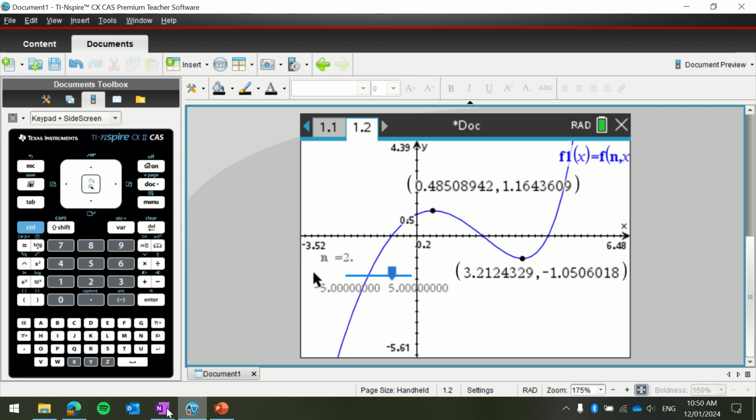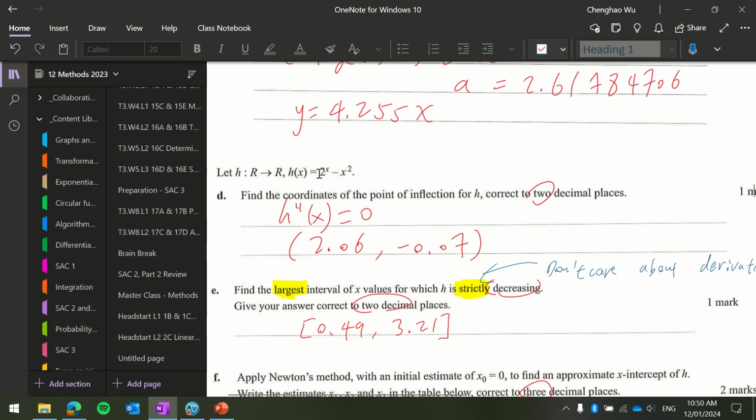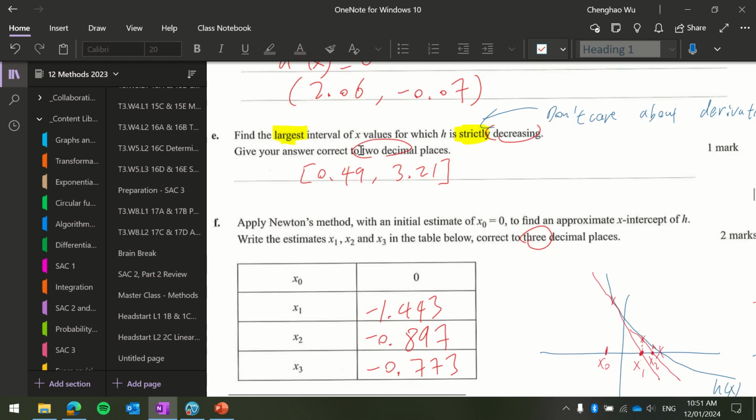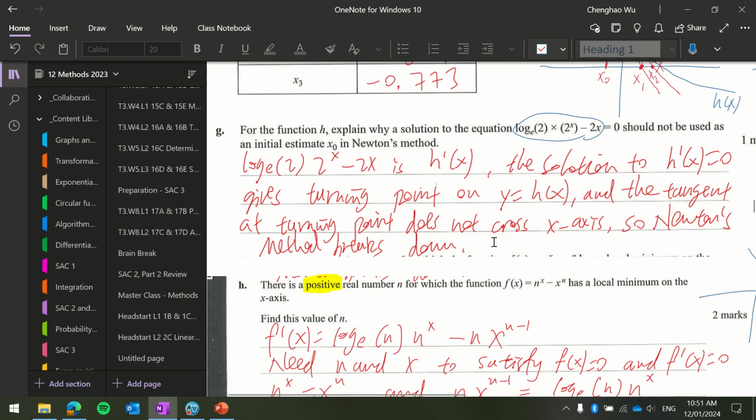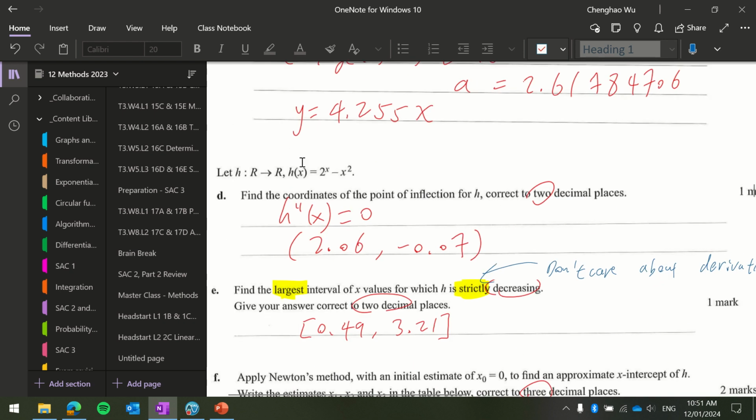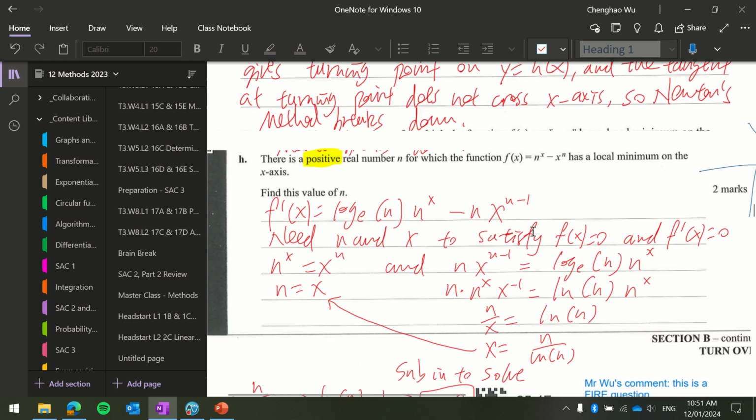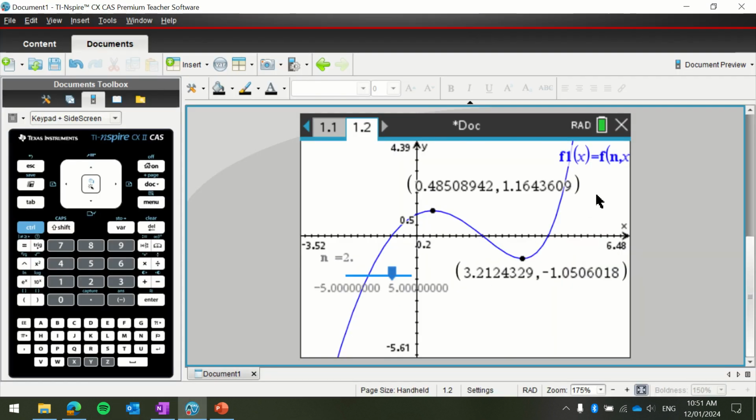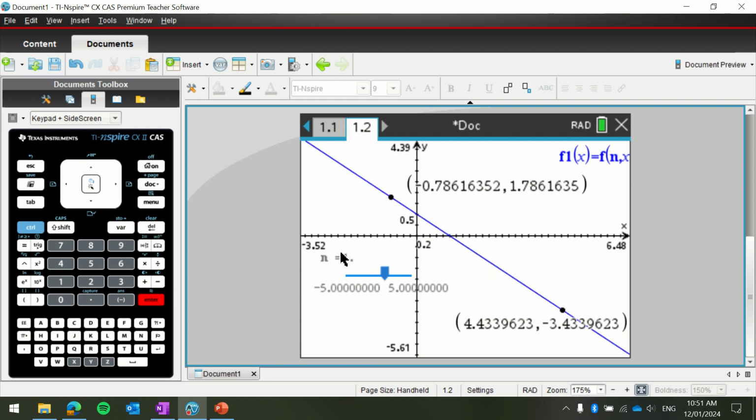Well, here n is 2, which is what the previous question was. n is 2, so 2 to the power x minus x squared. So the question has already taken us to deal with n equals 2. And the problem for us is the local minimum is not on the x-axis. Start with 1. That's not good. That looks like a straight line.